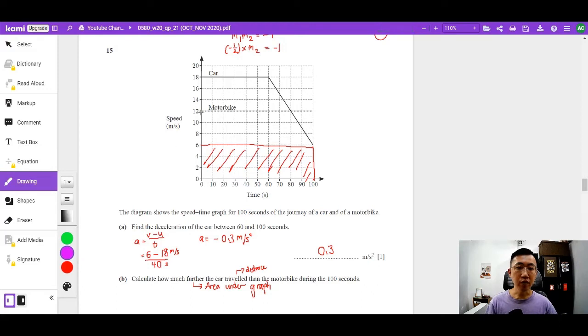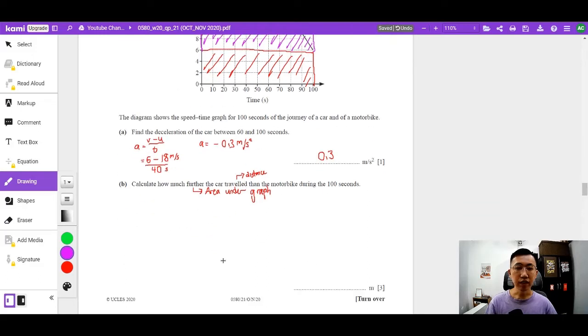For motorbike, right, can you observe this rectangle? So the graph is a dashed line graph. So it is actually represented by this rectangle. That's the distance traveled for motorbike. Calculate the area for this rectangle. Okay, so let's calculate that right now. It's a rectangle, so for motorbike, you can write this, and then you do area.